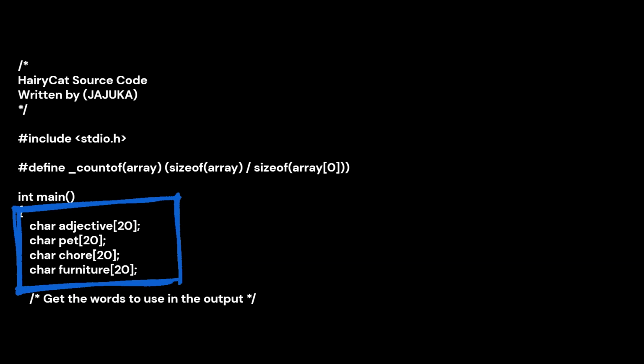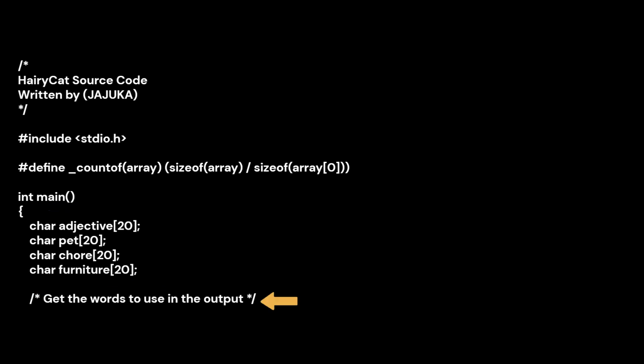These are character arrays to store user input. Each can hold up to 19 characters plus the null terminator. This is a comment block, which is a single-line comment explaining the purpose of the next block of code.